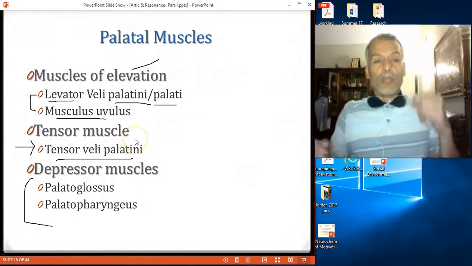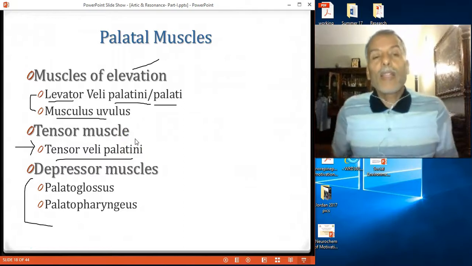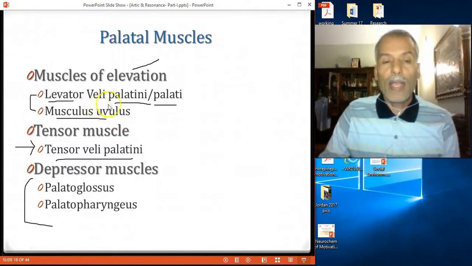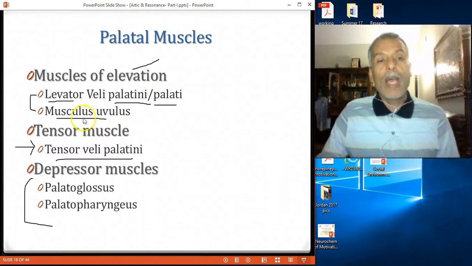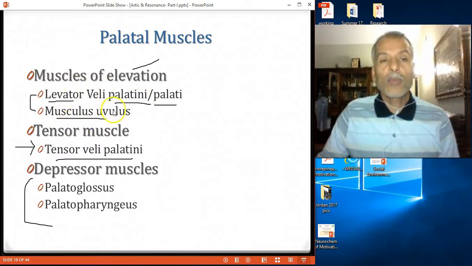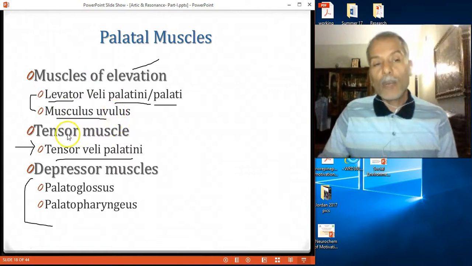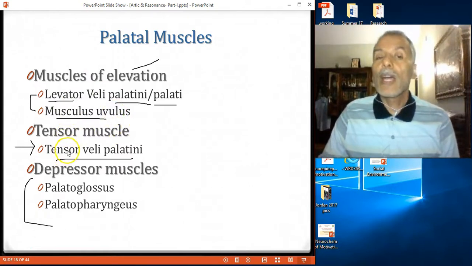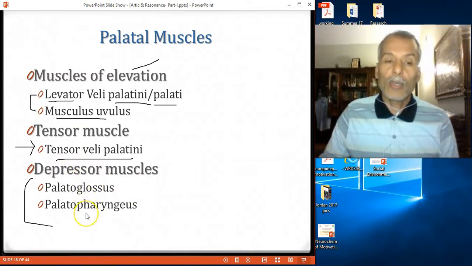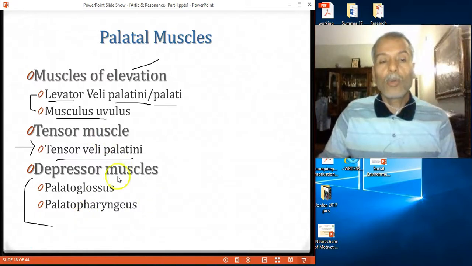So these include the elevators are called the levator veli palatini or the levator veli palati. Either way is fine. And also you have the musculus uvulus. These are the two elevators. And then the tensor muscle is the tensor veli palatini. And then the depressor muscles are the palatoglossus and the palatopharyngeus. We are going to go over this.